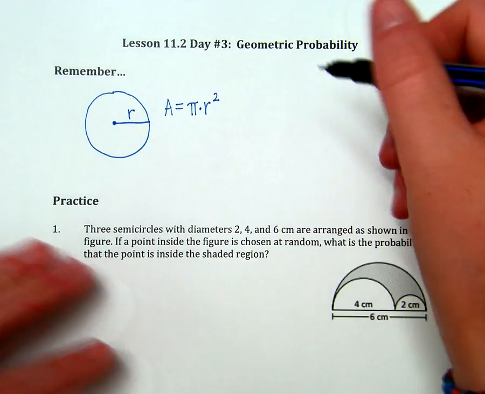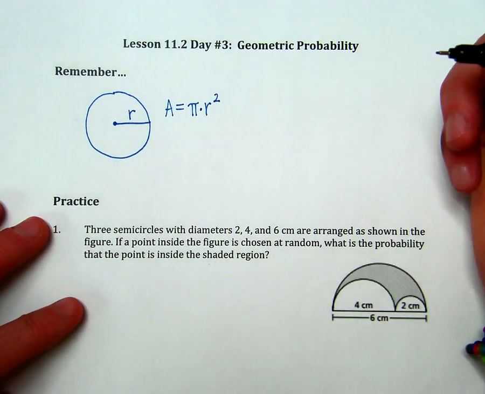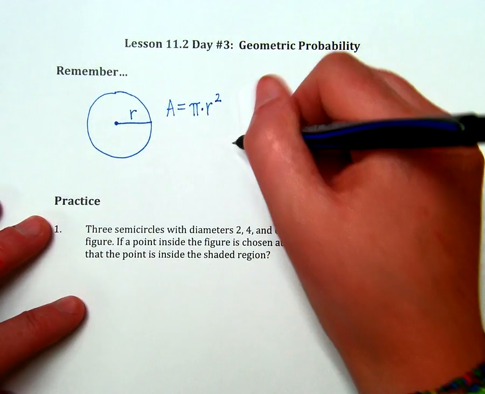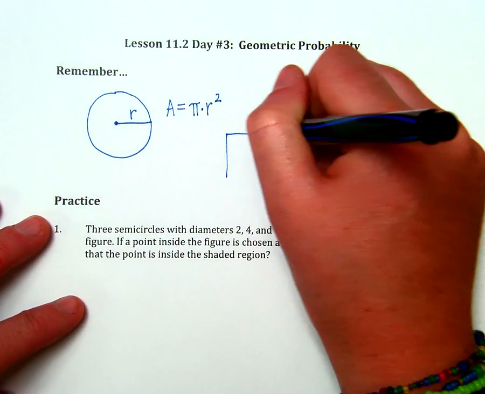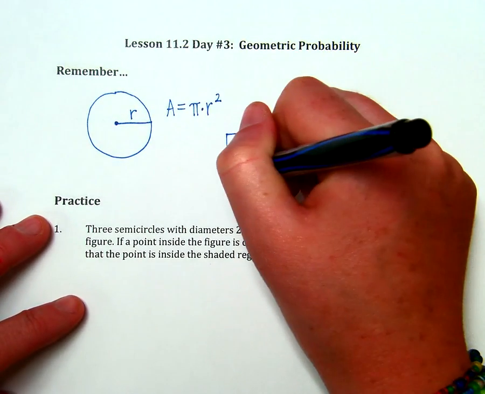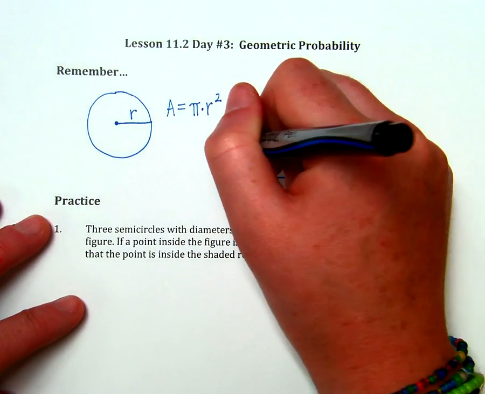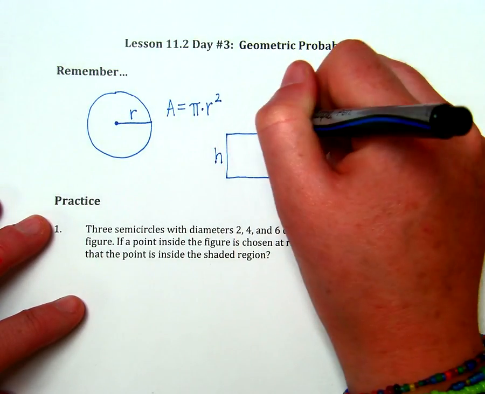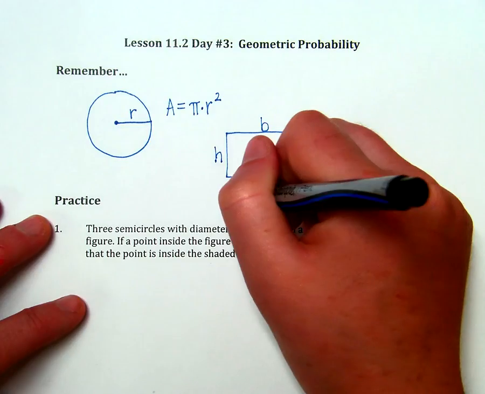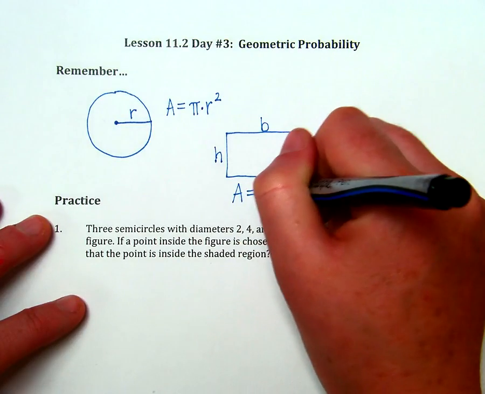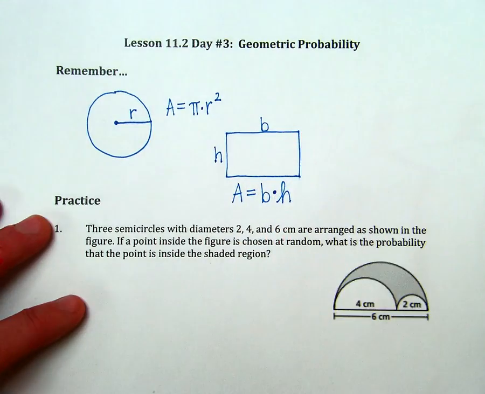You also have to remember how to get the area of a rectangle. So I'm also going to draw a rectangle on here. Most of you guys know that to find the area of a rectangle, you just multiply the sides together. The sides are called the height and the base. And so the formula for a rectangle is base times height.